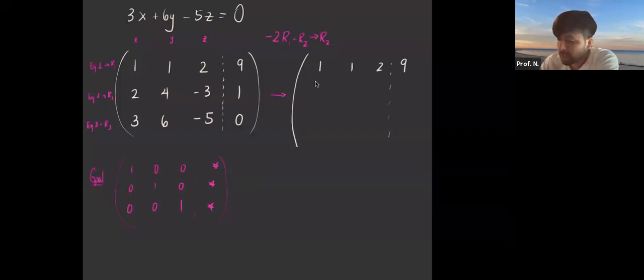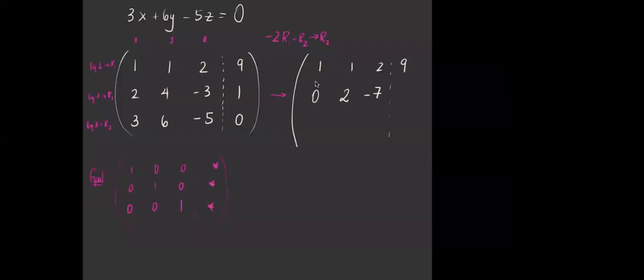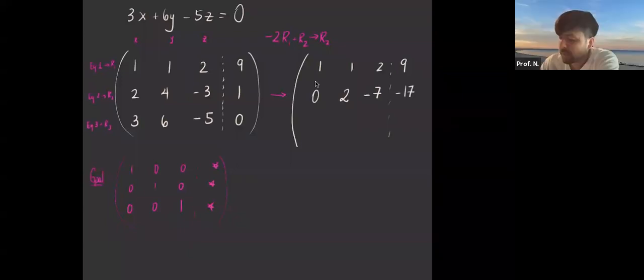So 1 times -2 is -2 plus 2. This becomes 0. I'm gonna do some of this in my head. I'm not gonna write out every computation. -2 plus 4 is +2. -2 times 2 is -4 minus 3 is -7, and then 9 times -2 is -18 plus 1 is -17, right? Does everybody see that?